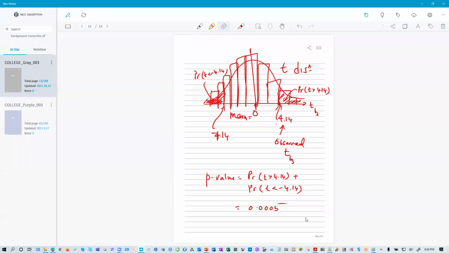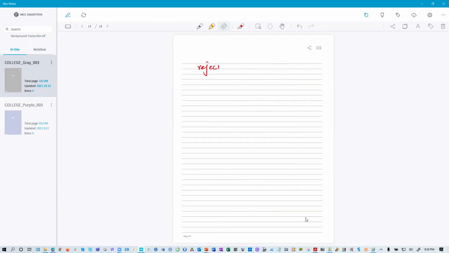Then by looking at this, you can say since the P value, which is 0.0005, is less than alpha, the level of significance, which is 0.05, we reject H naught and infer that region is important in explaining variation in sales.